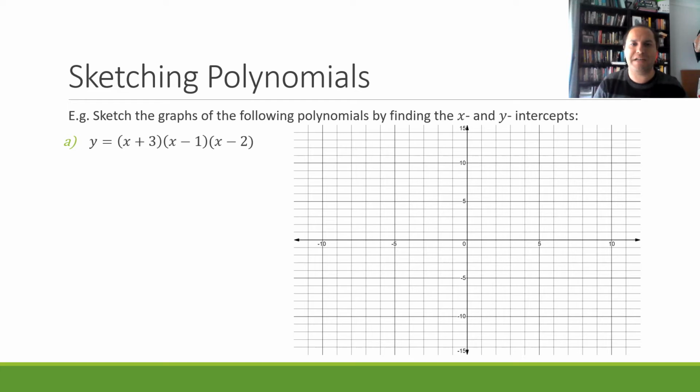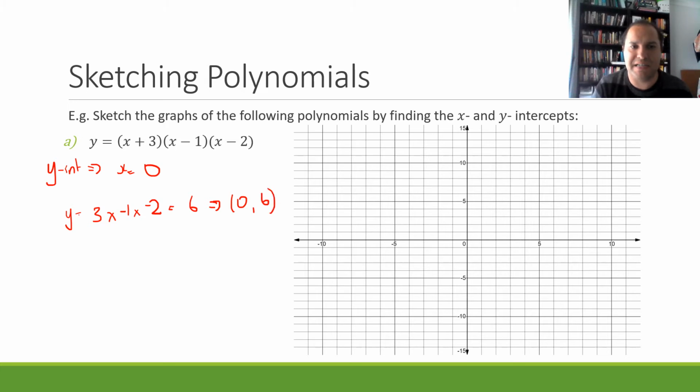All right, so we want to sketch the graphs of the following polynomials by finding the x and y intercepts. So for this one, our y-intercept will be when x equals 0. Substituting in x equals 0, we'll have 3 from that first set of bracketed terms, then -1, then -2. All times together, that gives us 6. So our y-intercept is 0, 6.